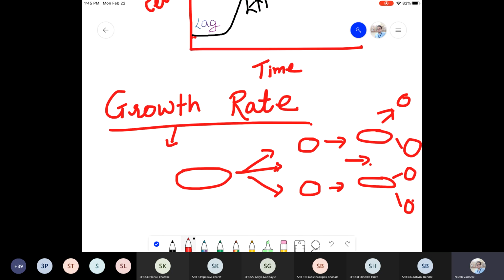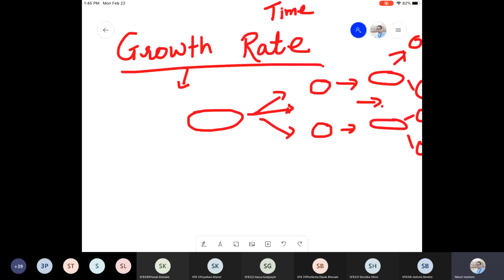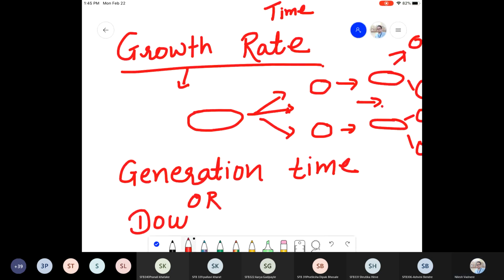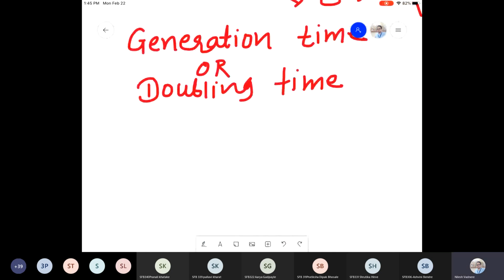Okay, thus the population will double in number during a specific length of time, and this time is called generation time or doubling time. So today our discussion will be focused on this generation time or doubling time.